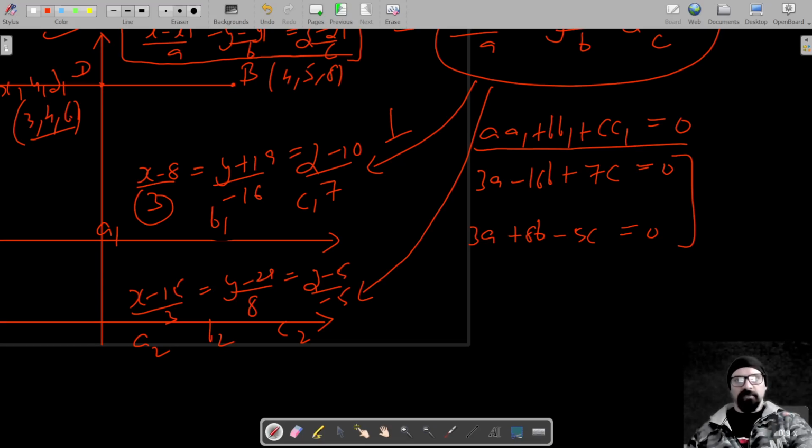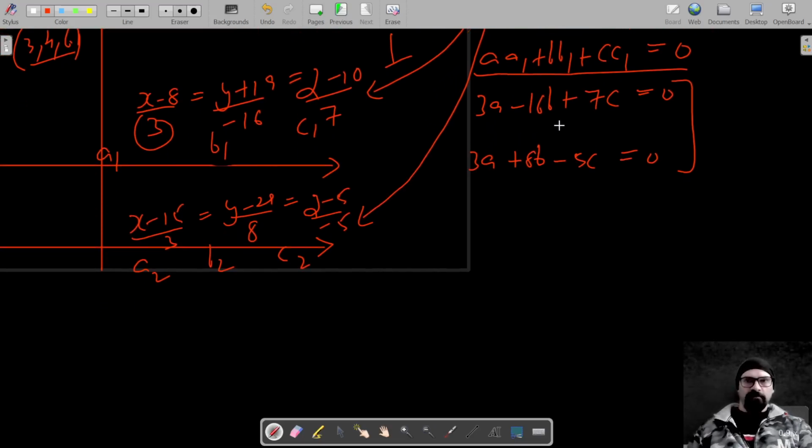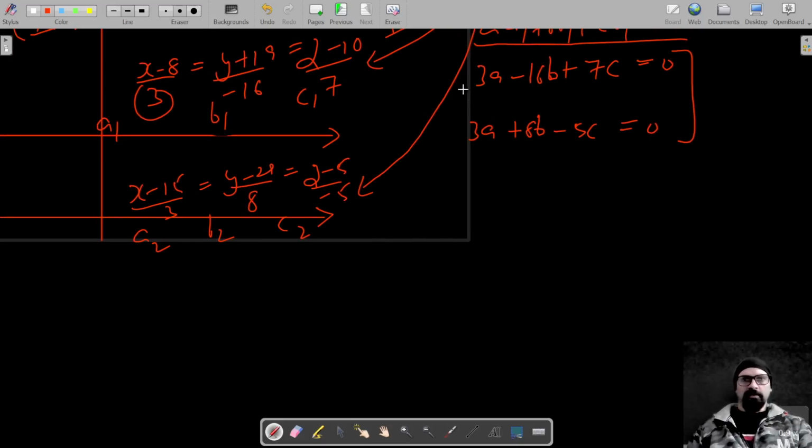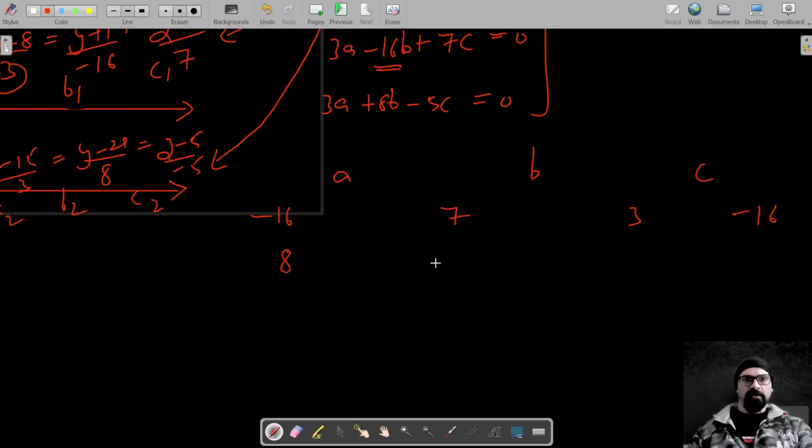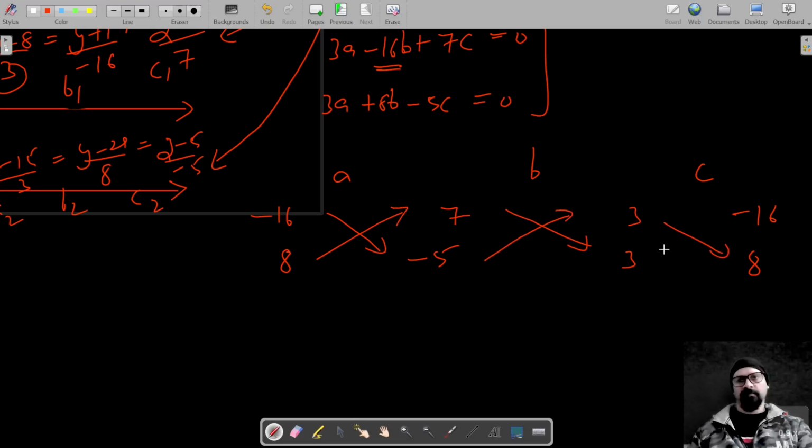So 3a - 16b + 7c = 0 and 3a + 8b - 5c = 0. Because these equations have three variables a, b, and c, we should have three equations, but instead we have two equations. So we will try to get the ratios of a, b, and c. I'm going to write a, b, and c, starting with the middle term, which is -16, then 7, then 3; in -16, it's 3, -5, 3, and 8. Let's cross multiply and subtract.